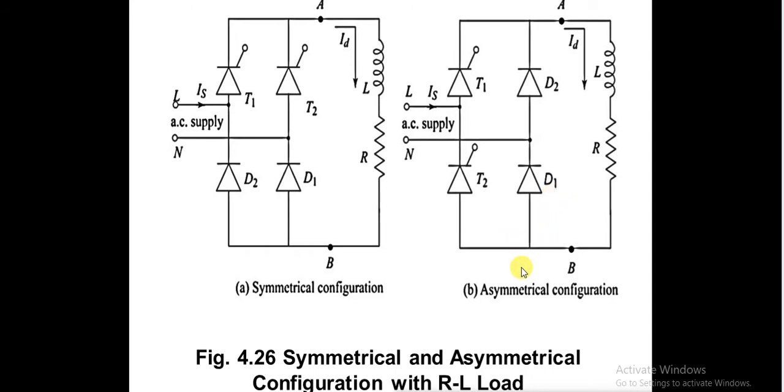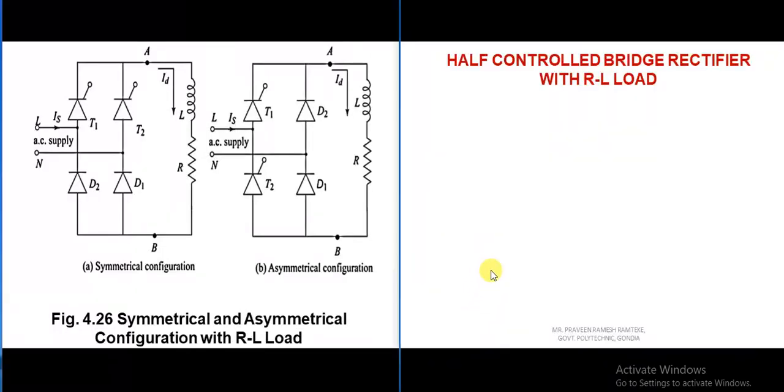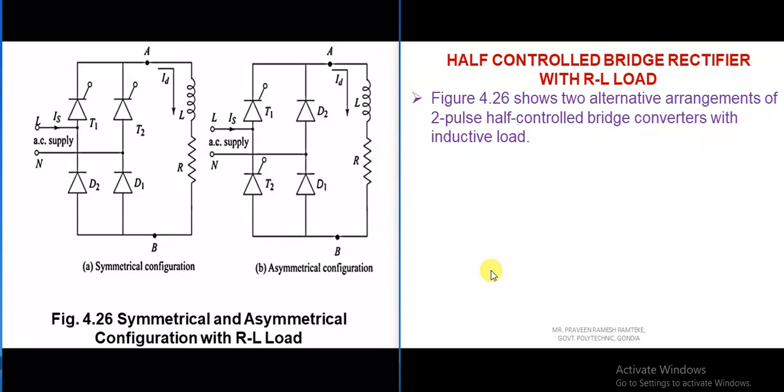have common anode. The load is inductive in nature, means we will see an inductor in series with a resistor. Here also in the asymmetrical configuration we will see an inductor in series with a resistor. But overall it is a distributed parameter, hence we will say that it is inductive load. Here also it is inductive load. So these two figures are the alternative arrangements of two pulse half controlled bridge rectifiers or converters with inductive load.